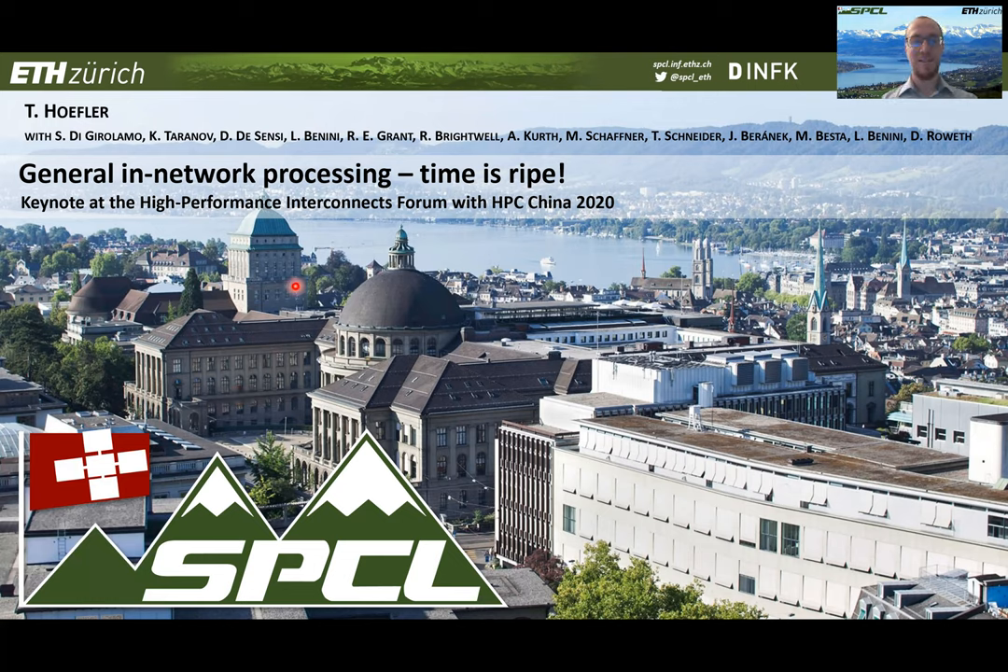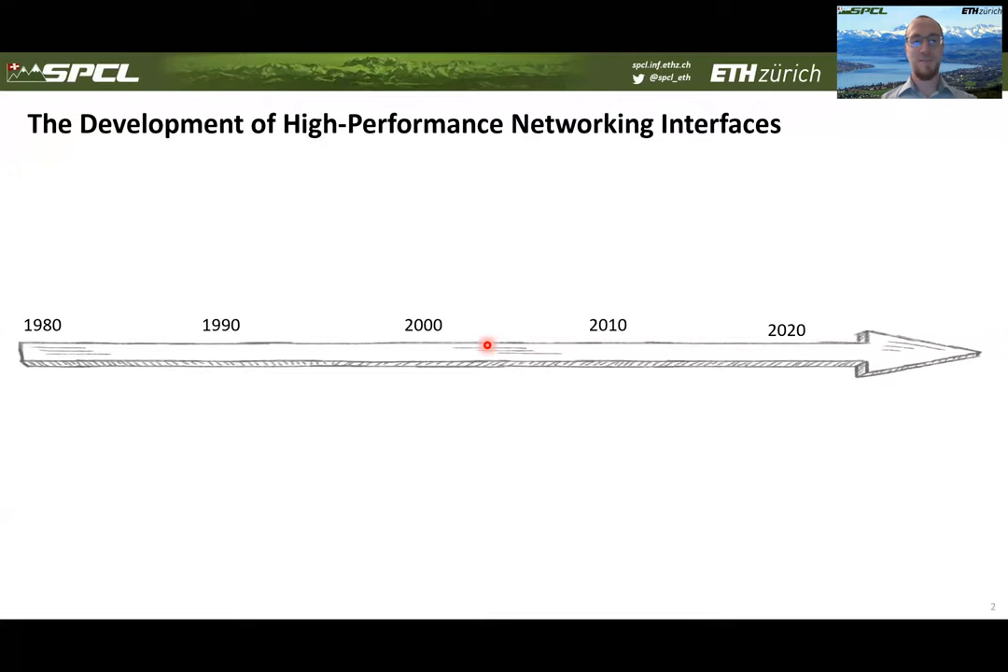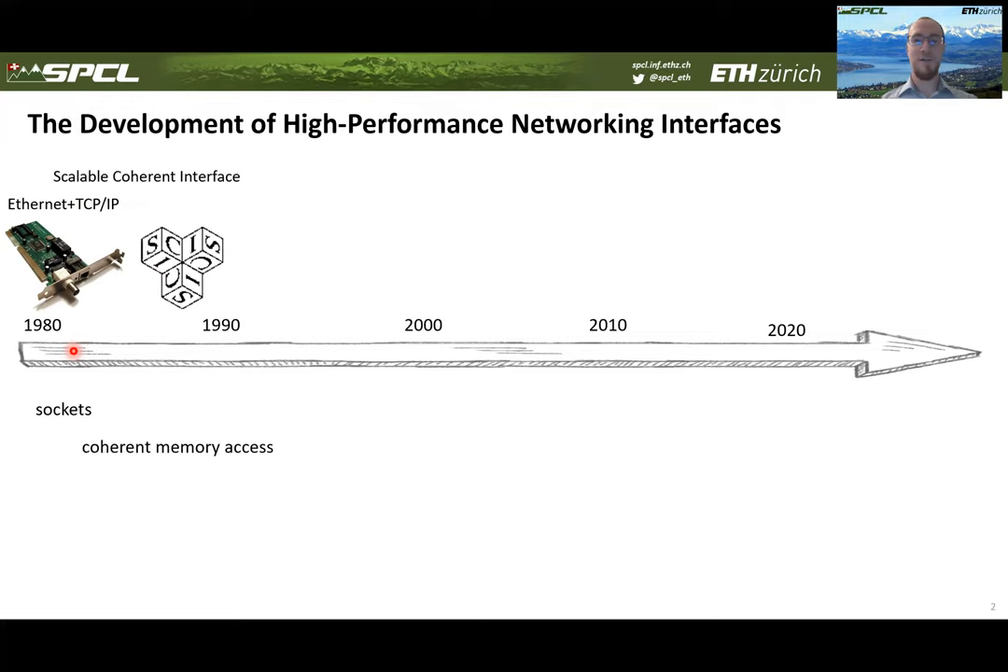The point of my talk is that I want to convince you that now it's time for general in-network processing. But let me first start with a bit of history of the development of high-performance computing networking interfaces over the last couple of decades. As we all know, in the 1980s, Ethernet, which is still alive, was one of the most prevalent networking technologies, that together with TCP/IP started building the internet and had a huge impact on society as a whole. In the high-performance computing area, networks were quickly specialized to coherent memory access, for example, with SCI and other interconnects.